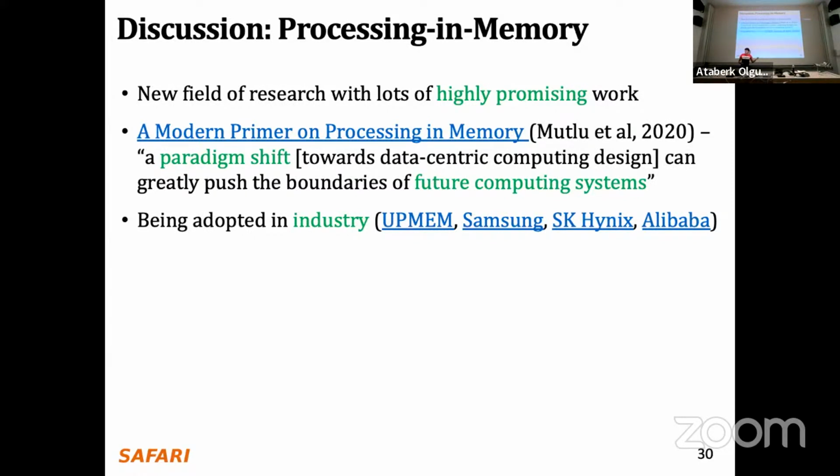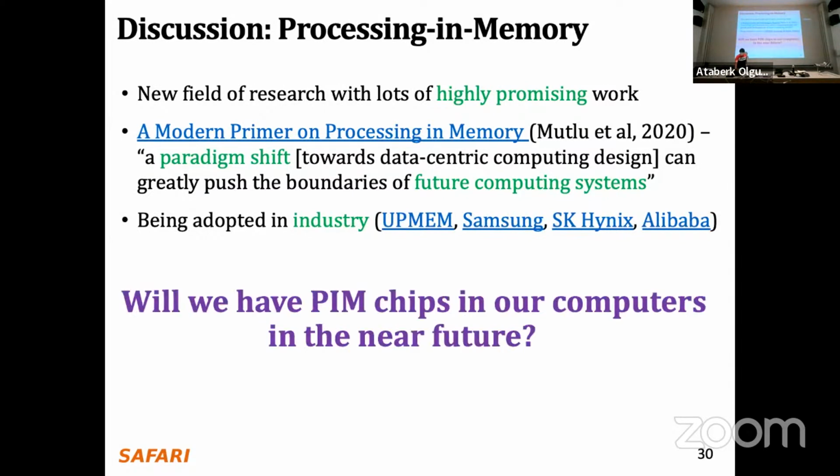UPMEM, Samsung, SK Hynix, and even Alibaba have produced some major PIM modules. We even had a lecture about a discussion on the Alibaba processing in memory module in one of the SAFARI brainstorming meetings. So a question for the future: will we have PIM chips in our computers in the near future? Can we have a module in our computer which has processing in memory capabilities? Can programs exploit this, and can this provide benefit in consumer workloads?